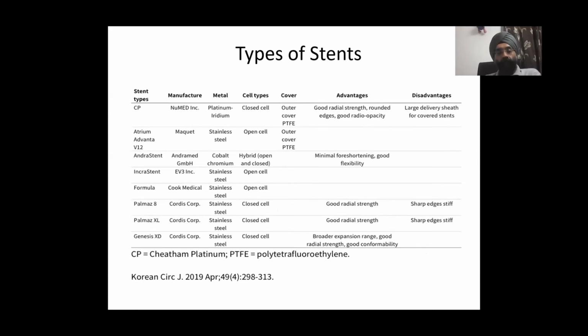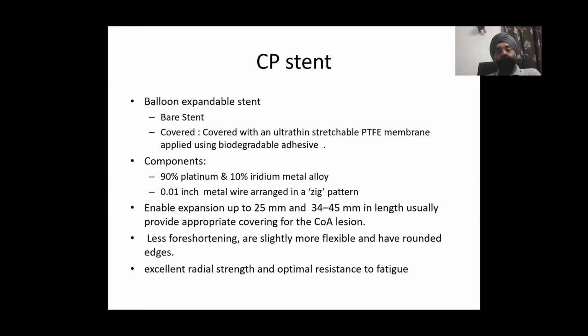CP, Andra, Formula, and Palmaz Genesis remain the main stents. Formula stents are available in smaller diameters. The CP stent is a balloon expandable stent and available both as a bare stent and a covered stent. It is 90% platinum and 10% iridium metal alloy. It mainly involves a 0.013 inch metal wire arranged in a zig pattern, 6 zig or 8 zig pattern. It enables expansion up to 25 millimeters.